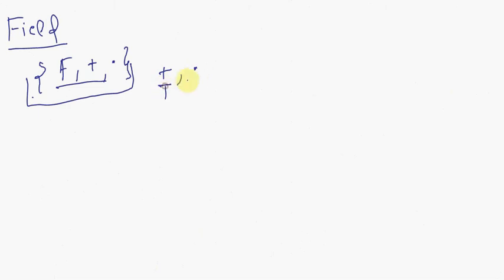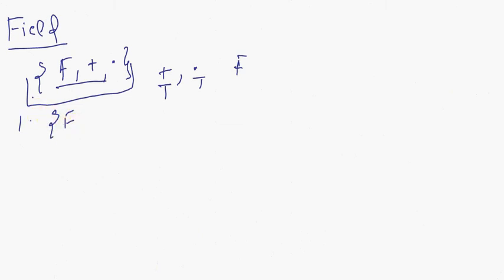Now a field is again an algebraic system, which is denoted by a set F, a binary operator denoted by plus, and another binary operator denoted by a dot. This algebraic system has two closed binary operators, plus and dot. One is called addition and the other is called multiplication, and they operate on the elements of this set F and satisfy the following properties.